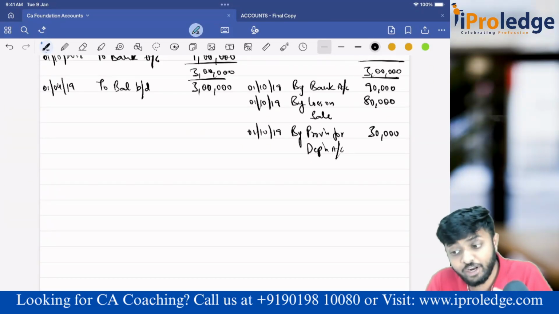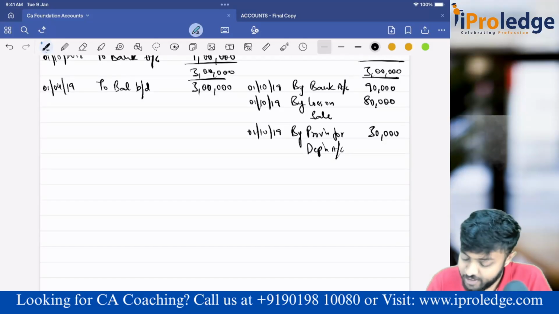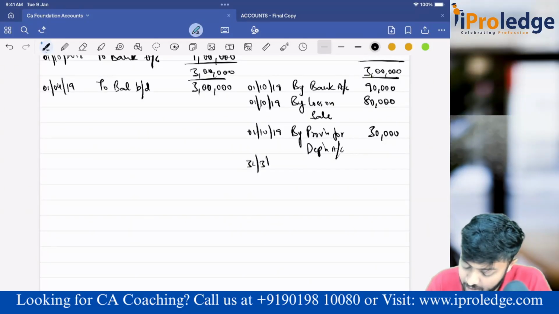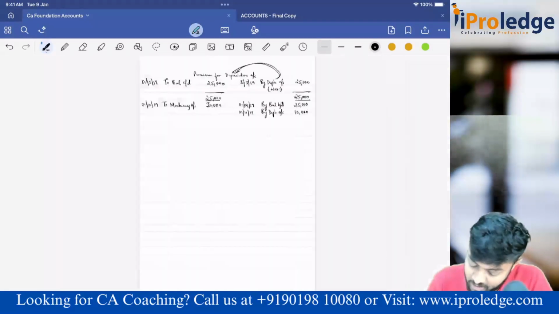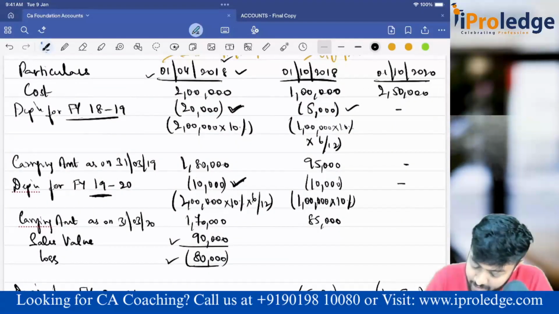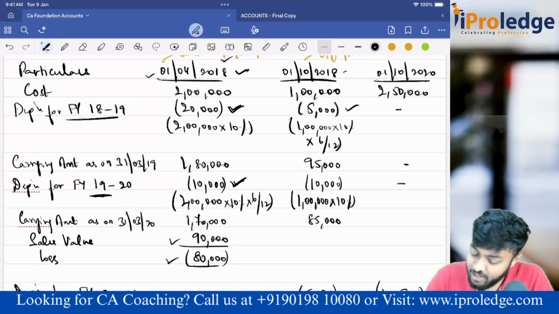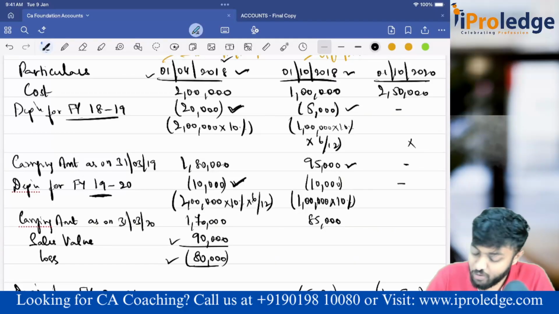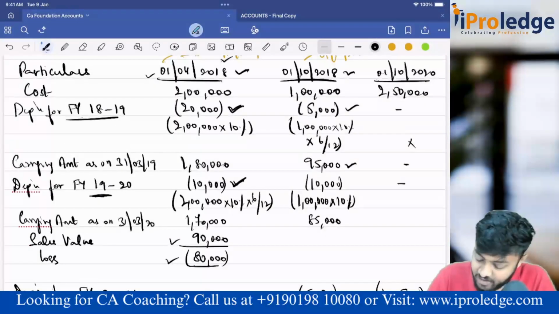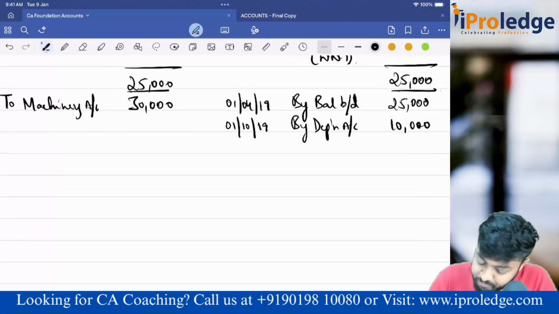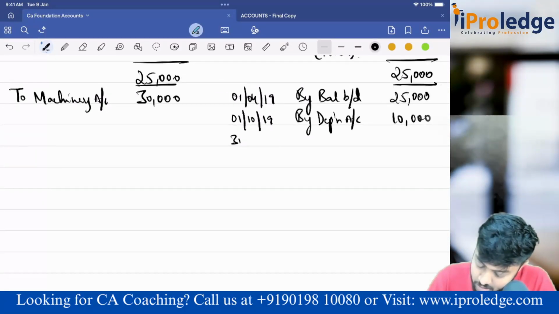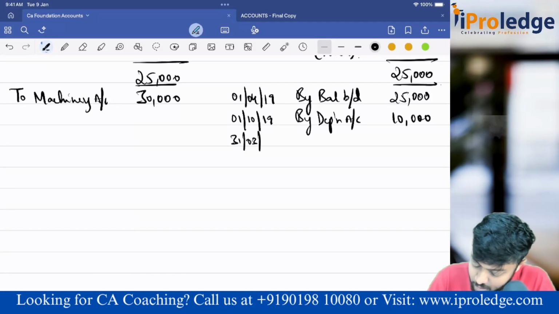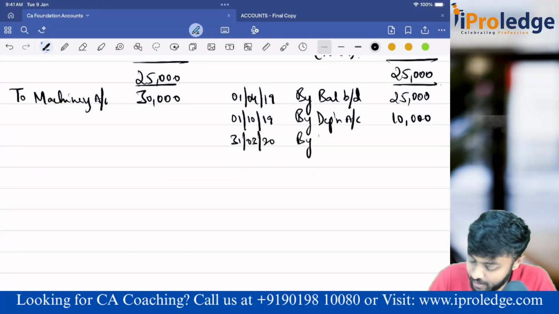Now the only thing is, for remaining assets I have to give depreciation at the end of the year, 31/3/20. So what are the remaining assets? This was the sold asset, this depreciation I have given. The remaining asset as of this year is 95. This I will not take because I have not purchased this asset. So 95,000 is the depreciation on remaining assets. Correct, no? So 31/3/20 by depreciation account on remaining assets.